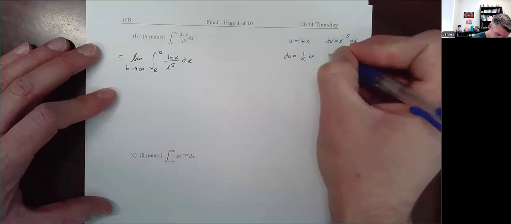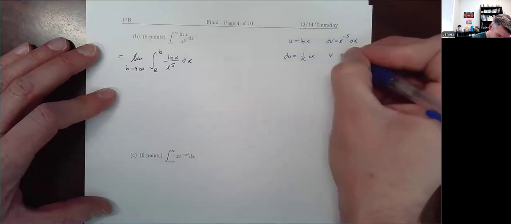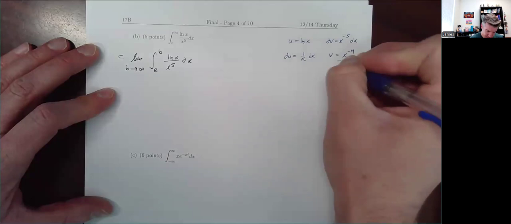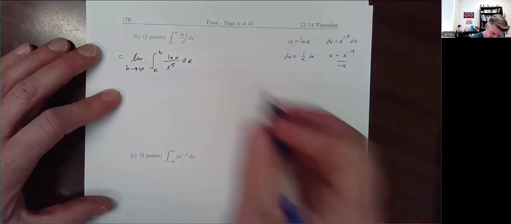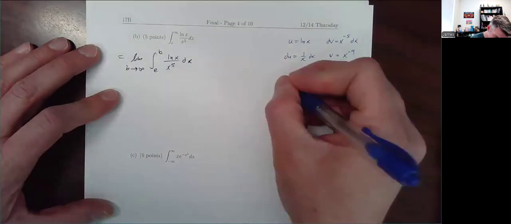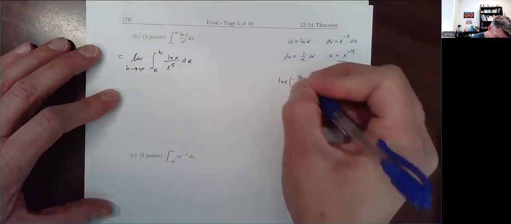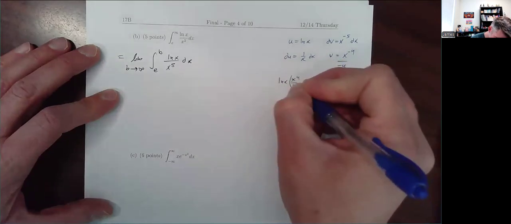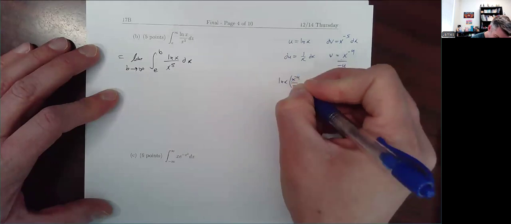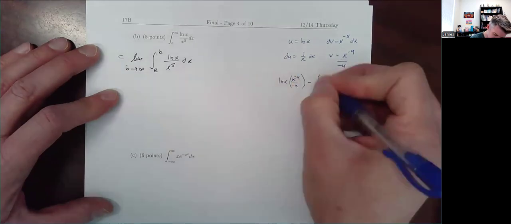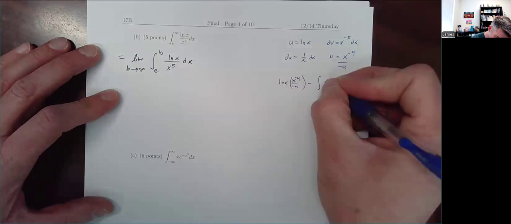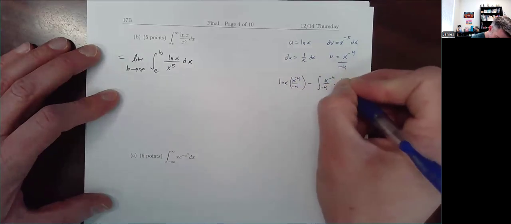My v is the integral of x to the negative fifth, which is x to the negative fourth divided by negative 4. So rewriting it, it's going to be u times v, natural log of x times x to the negative fourth over negative 4, minus the integral of v du, which is x to the negative fourth over negative 4 times 1 over x dx.